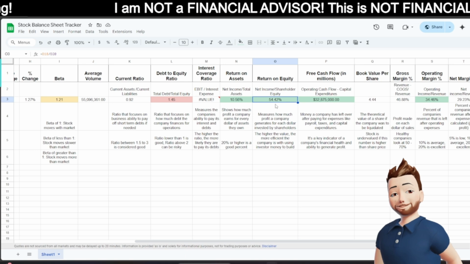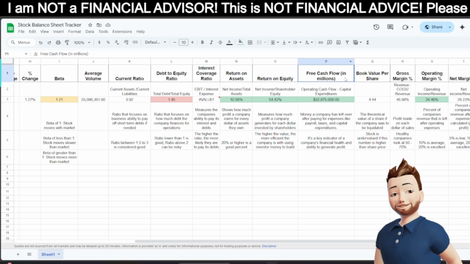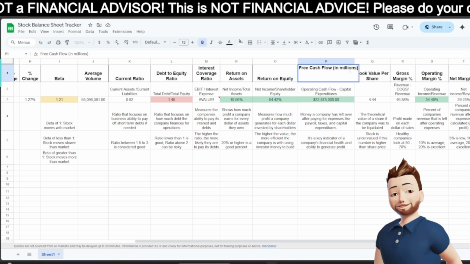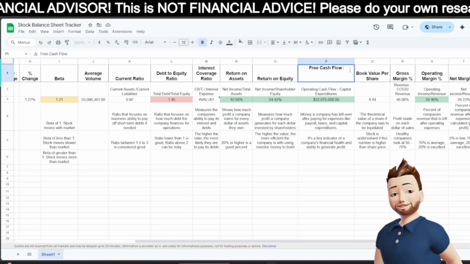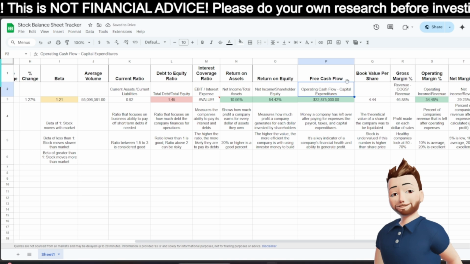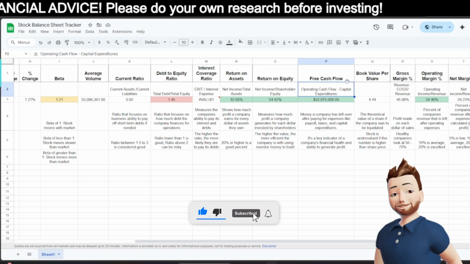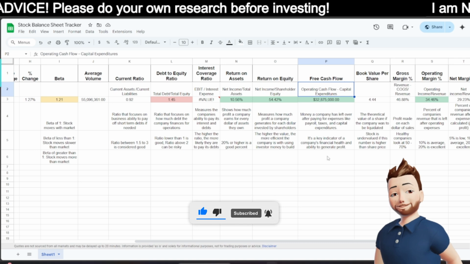Free cash flow, in this case, again, they have a lot of cash available. I don't know why it says millions, because I think it depends on the company itself. I'm just going to get rid of that and make it a lot easier here. But having a lot more cash flow is great because they're able to pay out dividends and able to reinvest it back in the company. Those are very, very important things to know.